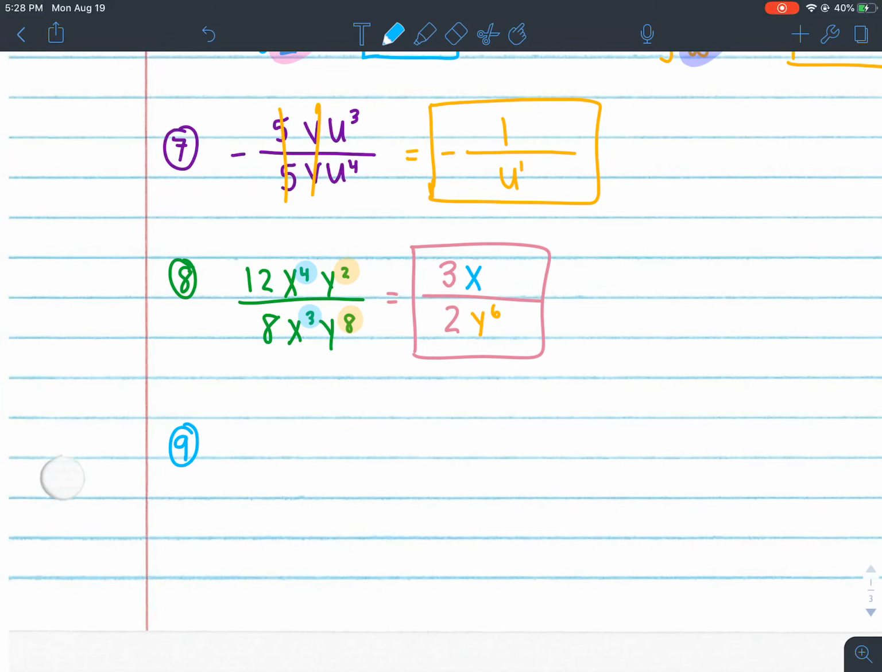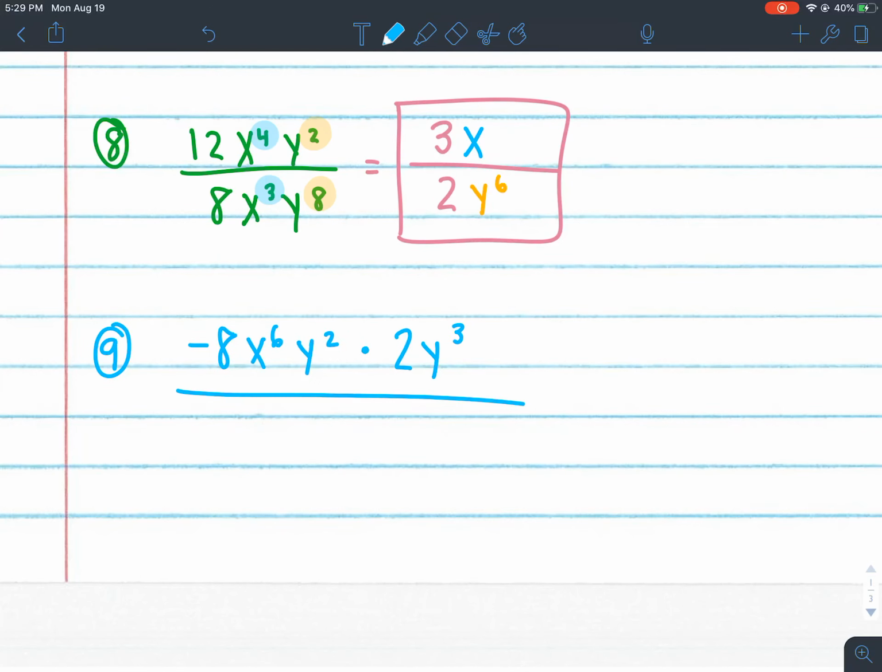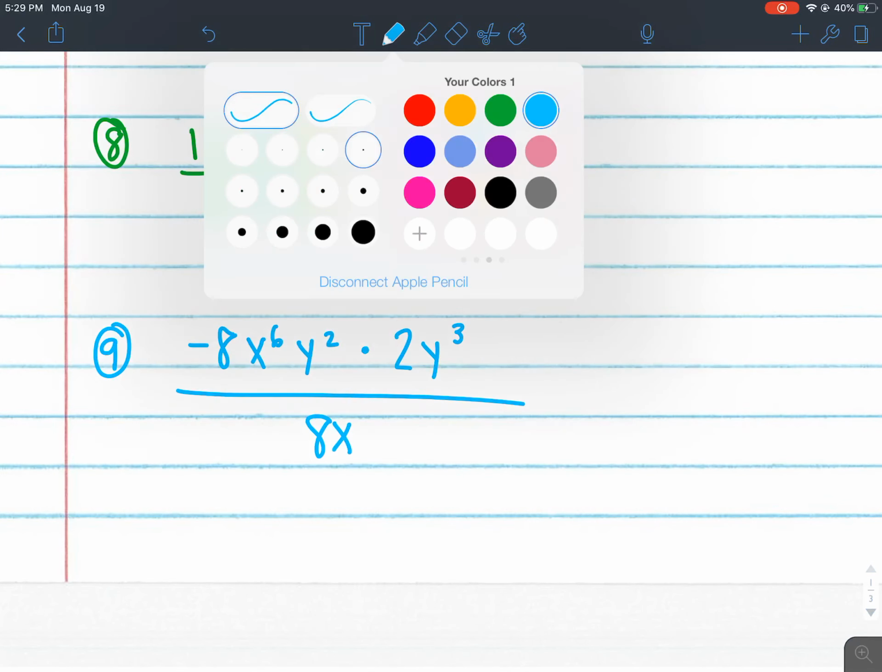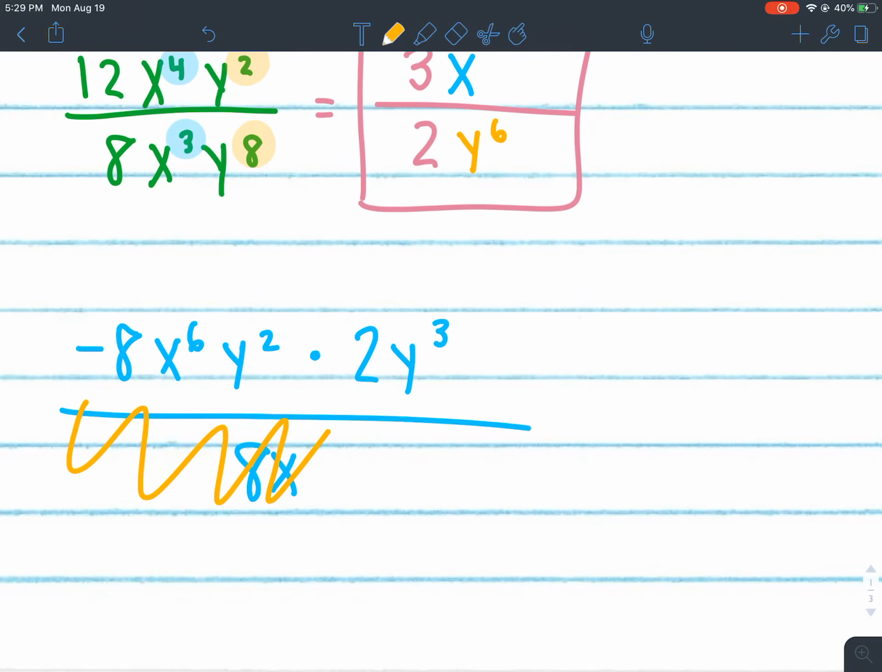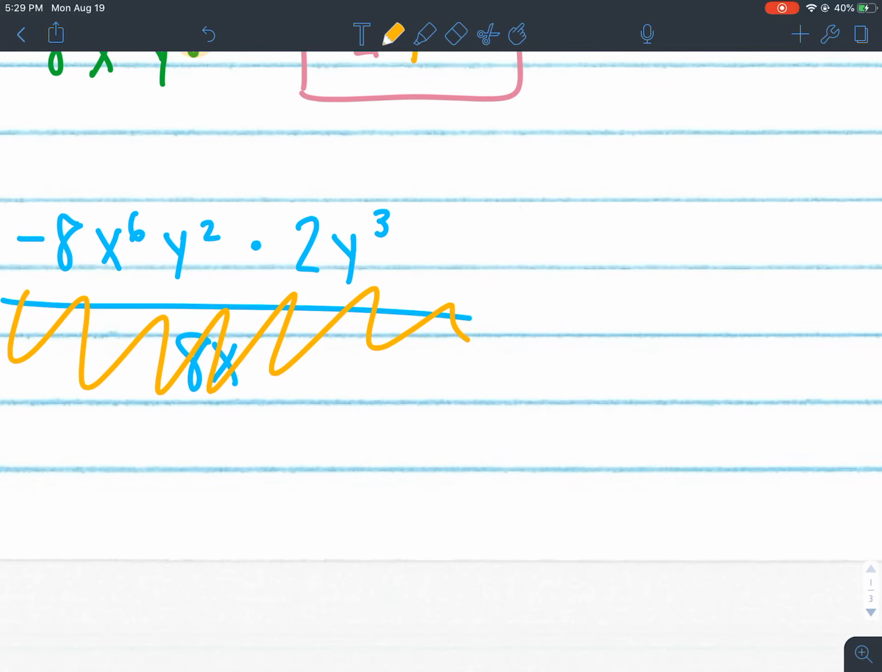All right, so we're getting a little bit more complicated. We have 1, 2, 3, 4 more problems left, so just bear with me. So we have negative 8x to the 6, y squared times 2y cubed, and don't get too overwhelmed, it's not too bad, divided by 8x. All right, so we're going to treat this as 2 separate parts. Since fractions have a top and a bottom, we're just going to deal with just the top for now. So just pretend like this part isn't there, okay?